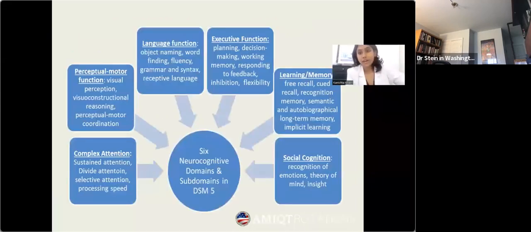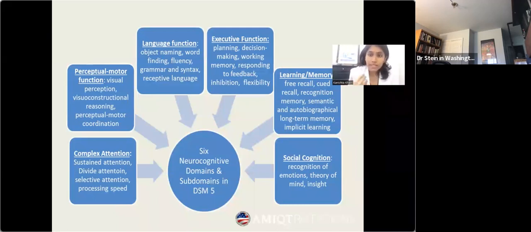So next, we're going to talk about the different cognitive domains. The DSM-5 defines 6 key domains. So there are totally 6 domains, the first one being complex attention, executive function, learning and memory, language, perceptual motor control, and social cognition. So let us talk about complex attention. What is that? It is the ability to concentrate on multiple things at once.